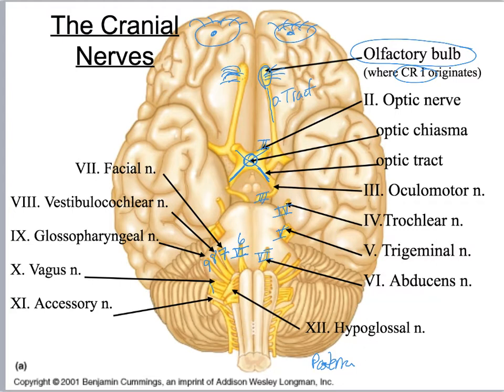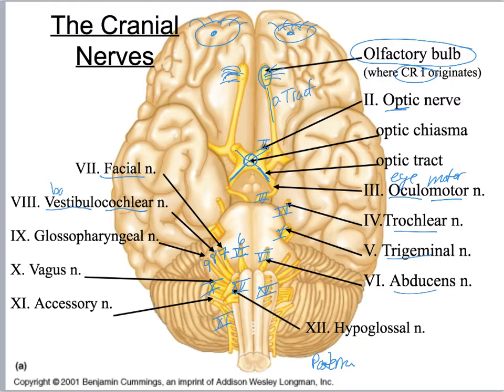We have 10, we'll switch back to Roman numerals for vagus. And then we have accessory, which is 11, and then hypoglossal, which is 12. Now look at the names. They give you information. So optic nerve, you know optic is eye. Oculomotor, eye, motor. So this is telling you it's going to the eye and that it's only going to be motor. Trochlear and trigeminal aren't very helpful. They do have reasons they're named that, but we're not going to go into it. Abducens, the same thing. Facial is going towards the face.